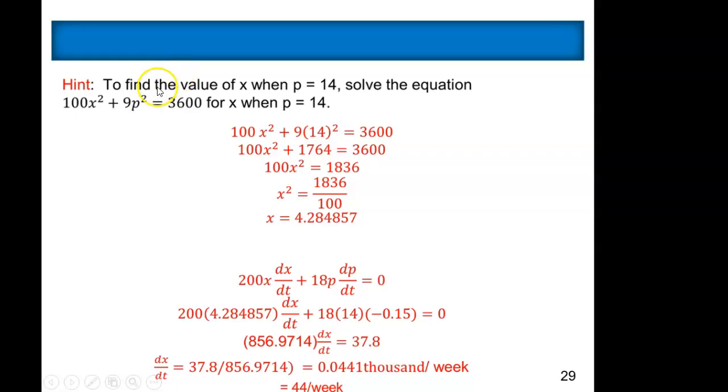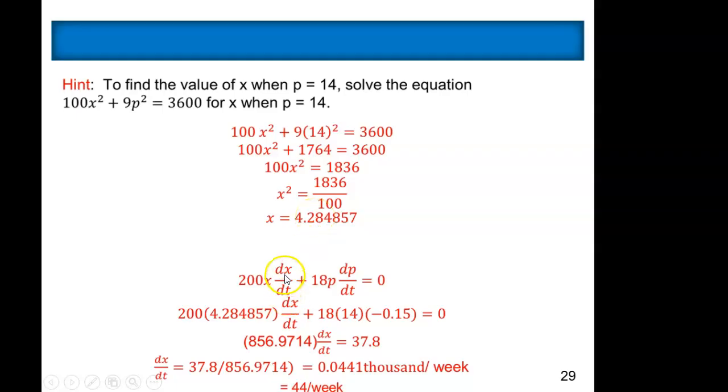Okay, and that's where the hint comes in. The hint says to find the value of x when p equals 14, so solve this equation for x when P is 14. I'm going to plug in 14 for P and solve this. It actually comes out to be a decimal answer, and this should be approximately equal to this, not exactly equal. I was having trouble finding the symbol on my computer for approximately.